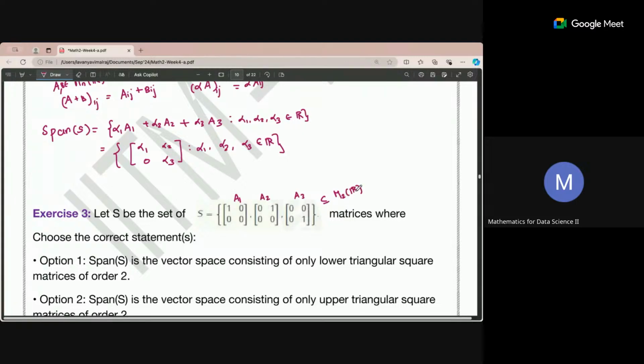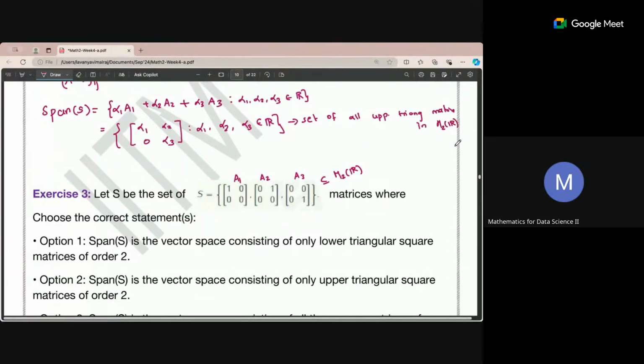Just to note, what is this set exactly? Can you tell? This is the set of all upper triangular matrices in M2 of R. Now, span of S is a vector space consisting of only lower triangular square matrices of order 2. Is it true or false? No, it's upper triangular. So option 2 is correct.